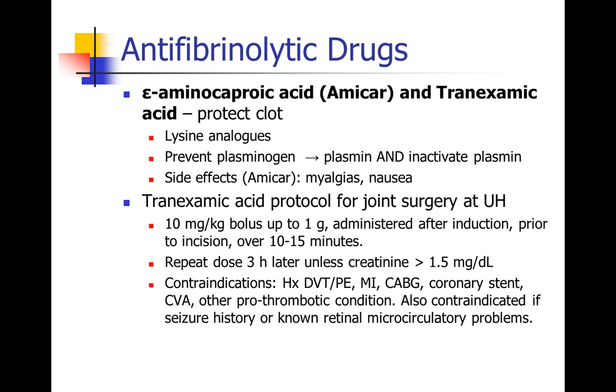One example at our institution is we now use it routinely for joint replacement surgery. We give people a 10 milligram per kilogram bolus after induction of anesthesia or spinal anesthesia. It's given prior to incision, and it's given over about 10 to 15 minutes. And 3 hours later, the dose is repeated, unless the creatinine is elevated. And we choose not to give this drug to patients who may be harmed seriously by a thrombotic complication. So these would be patients who have a history of a DVT or a PE, of coronary disease, or a coronary stent, or a stroke, or other prothrombotic conditions.